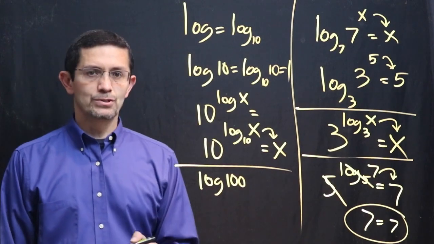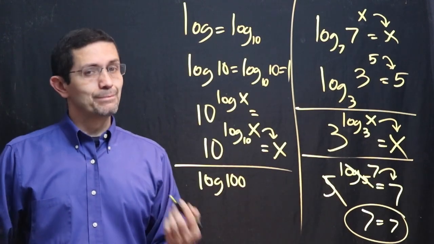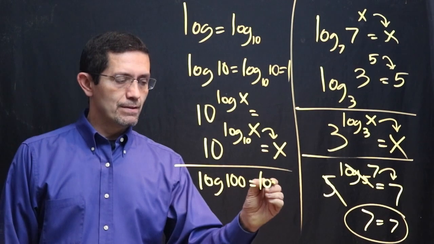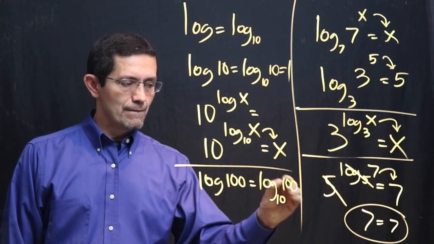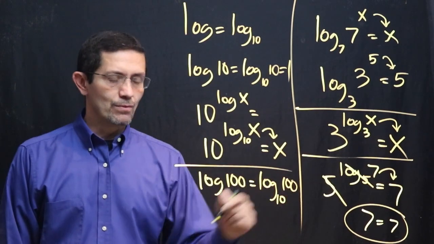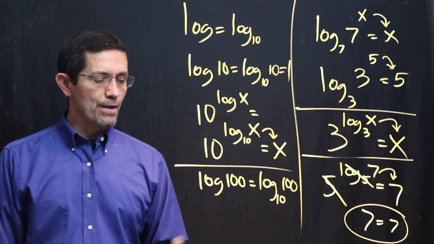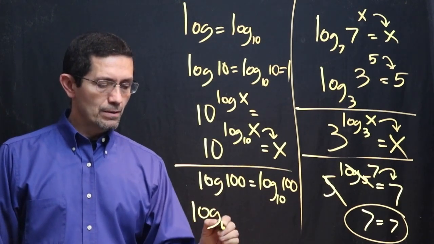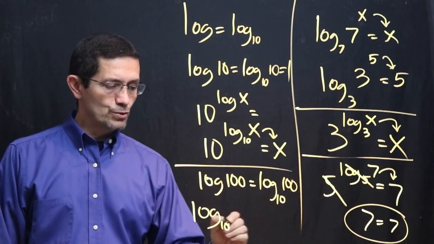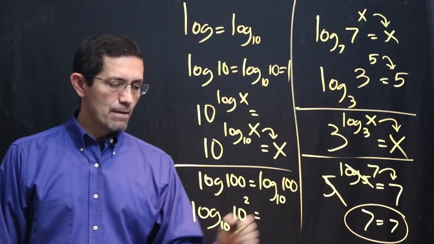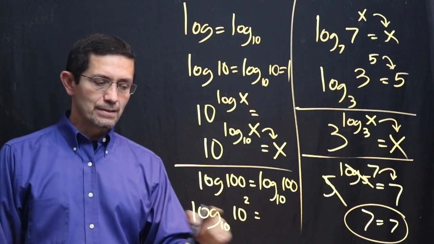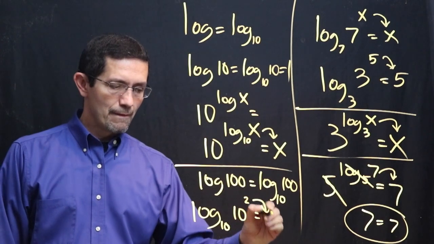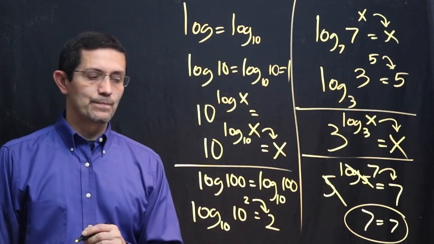Let's say that I have log of 100. How much is log of 100? What is my base? Base 10. So having this is having this. And remember, 100 is the same as 10 squared. So log on base 10 of 10 squared. What's going to happen with this base and this base? They cancel out. My answer is 2.